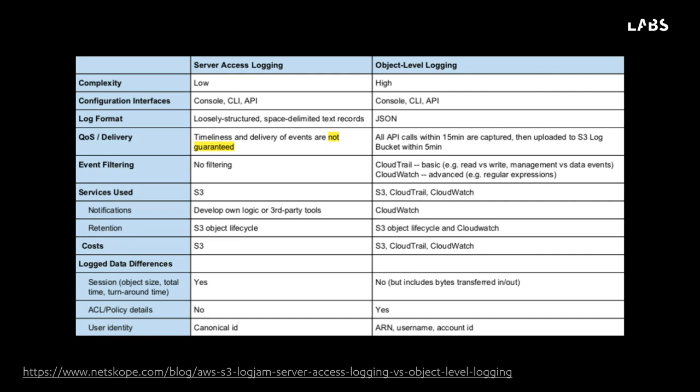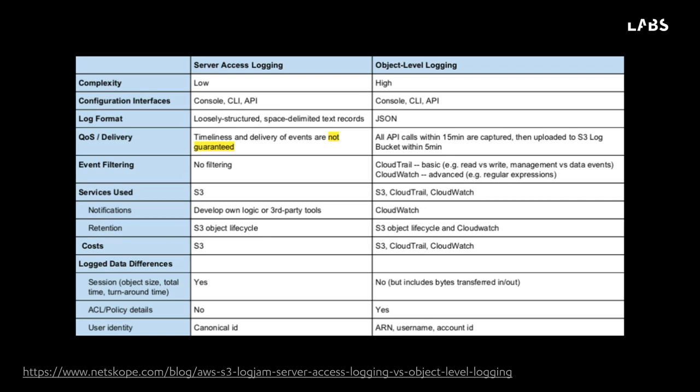But things to mention: the quality of service. There's not guaranteed delivery of events with server access logging. Object level logging, or data events, can log to more places. Whereas server access solely goes to an S3 bucket, we could do some more things with data events. We can send that to S3 indeed, but we could also see that within CloudTrail and use CloudWatch as well to make that happen. Not to say you can't do that with server access, but it's essentially easier and less effort to do it with object level logging.